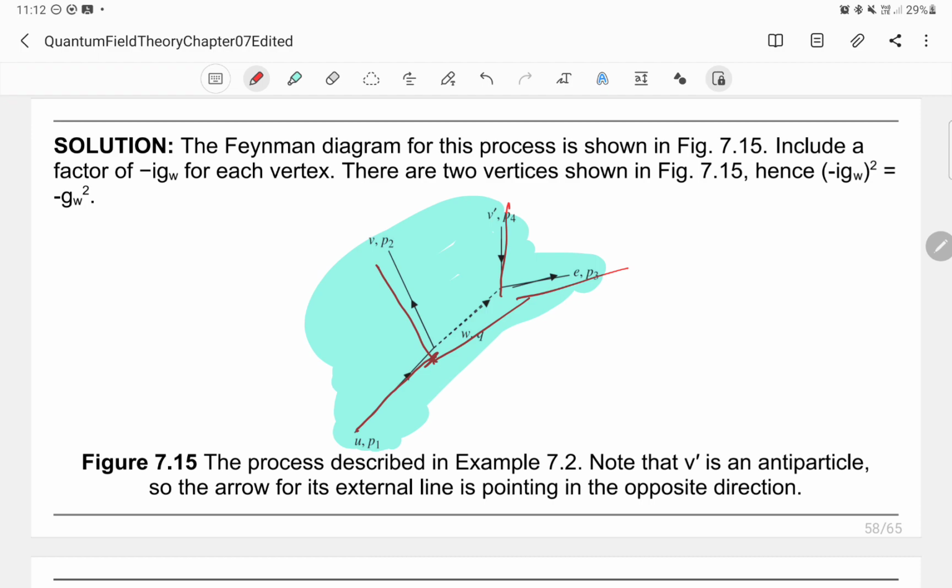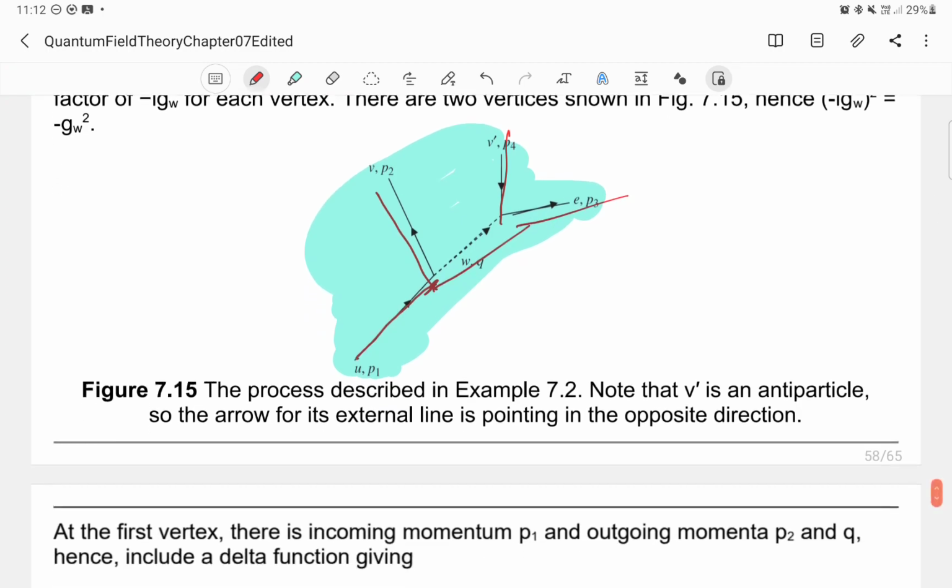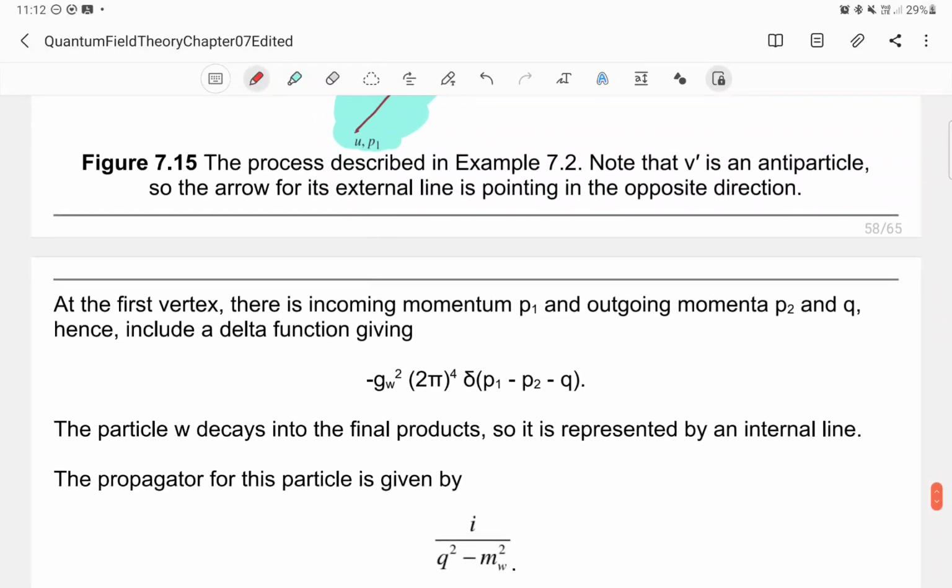So there are two vertices, and you have an internal line which is a spin 1/2 particle, the boson, because this is a dashed line. So let's look at now the amplitude.